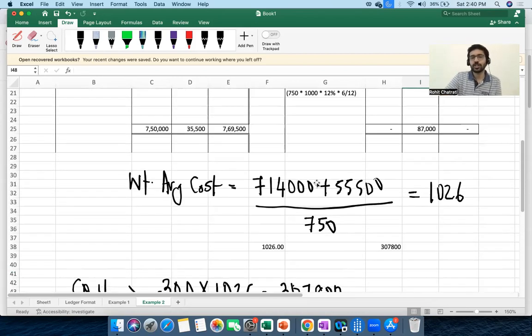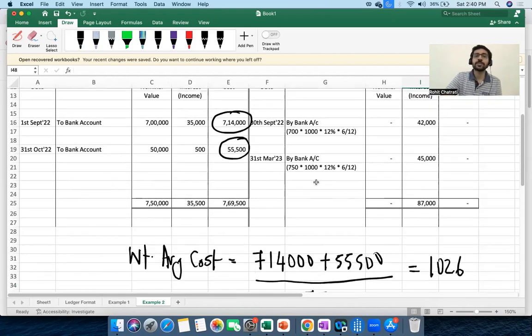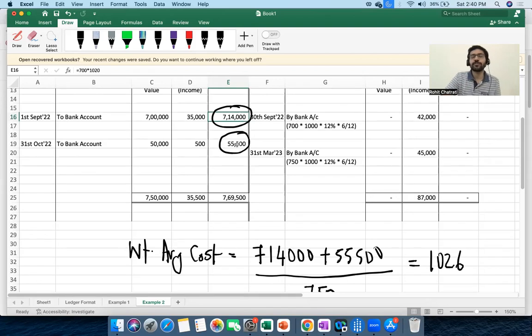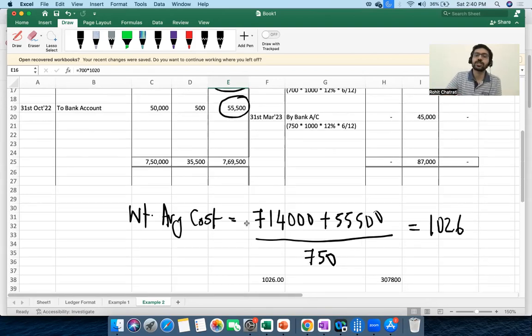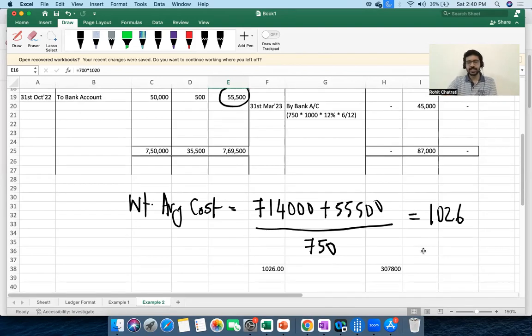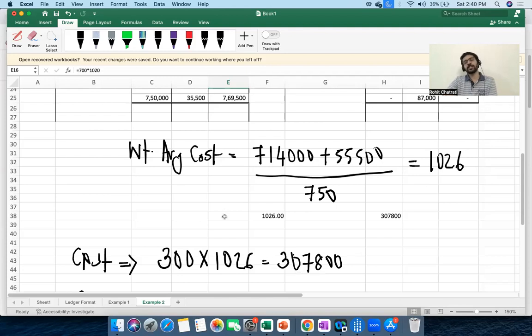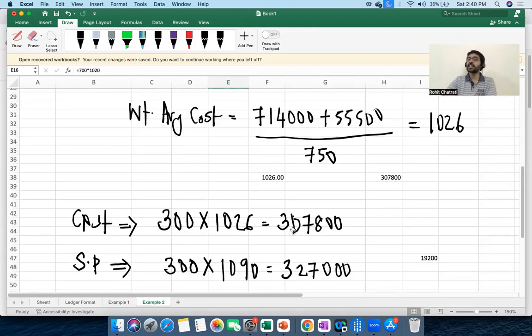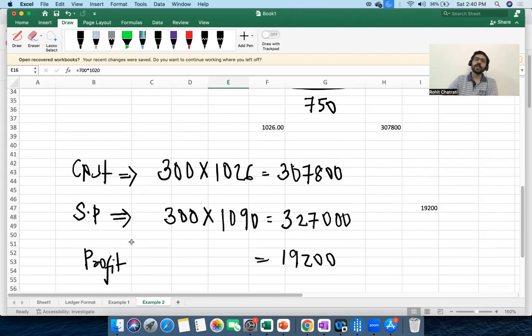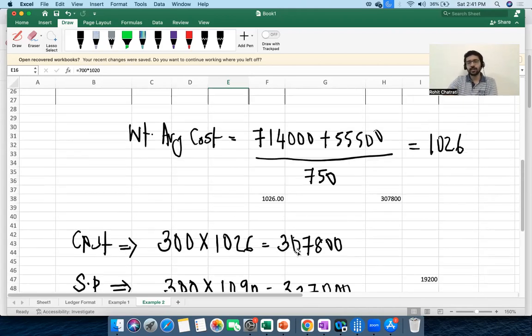The weighted average cost, how did I calculate it? I purchased 7,14,000 for 700 debentures. 55,500 was the cost of 50 debentures. So 7 lakh 14 plus 55,500 divided by 750, the total number of debentures I'm having. The cost per unit is 1,026. So the cost of 300 debentures is 300 multiplied by 1,026, which is 307,800. And the profit is the difference between sales and cost, which is equal to 19,200.